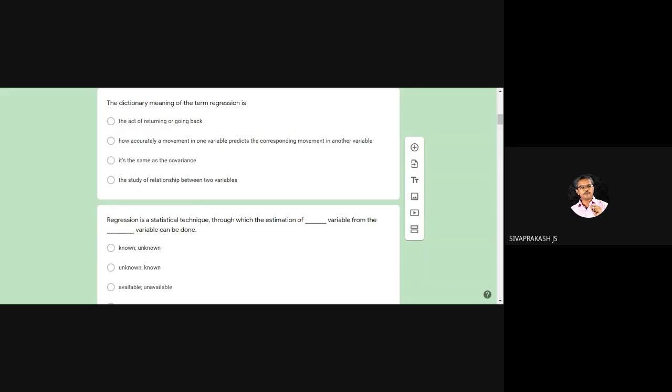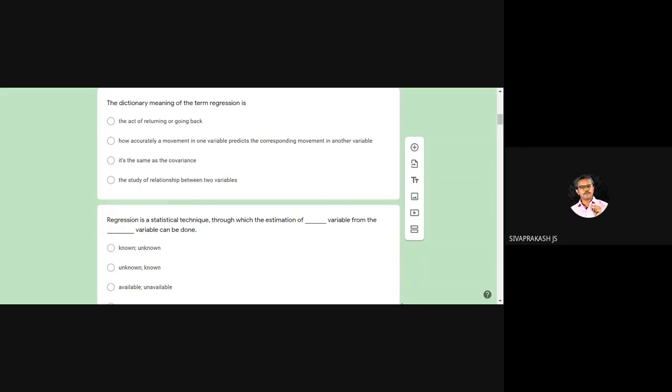Today in class we will be discussing the questions and answers of regression analysis MCQs. Question one: the dictionary meaning of the term regression is dash. The act of returning or going back. In the intro class we have seen this, right?